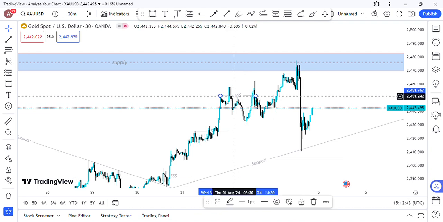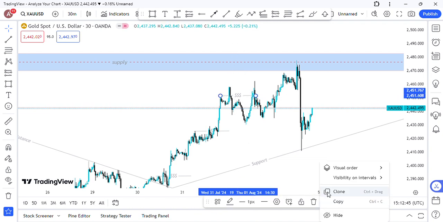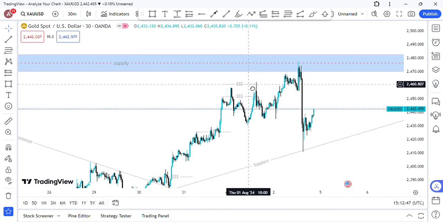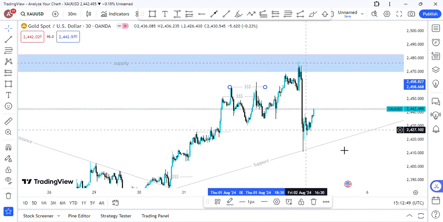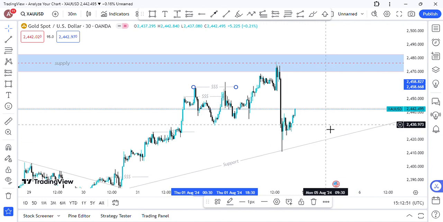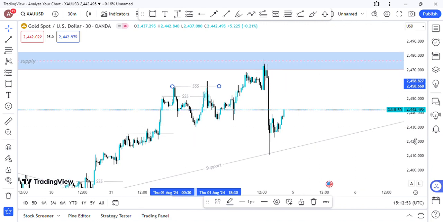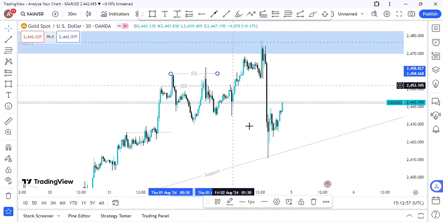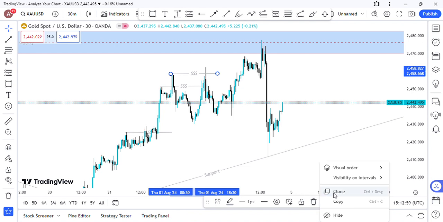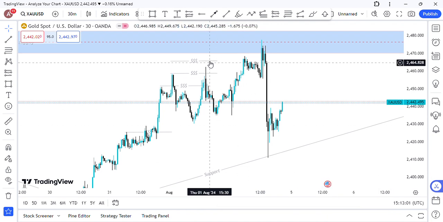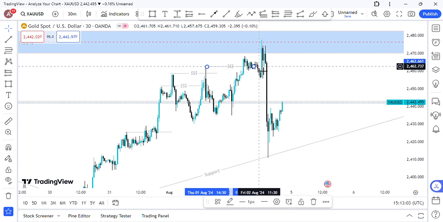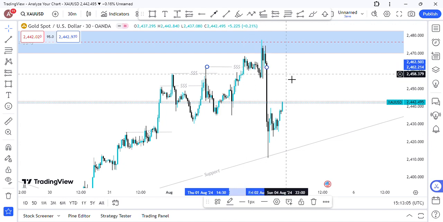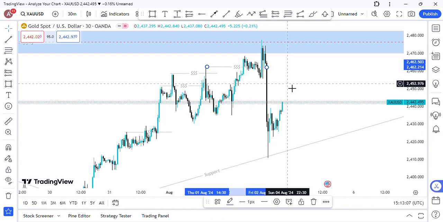Okay, the same thing happened here. I'm cloning more. The same thing happened here. Watch it carefully. The same thing happened here. Now the same thing, liquidity grab, liquidity grab was here. So all this price is doing is just seeking liquidity, either to buy or to sell.